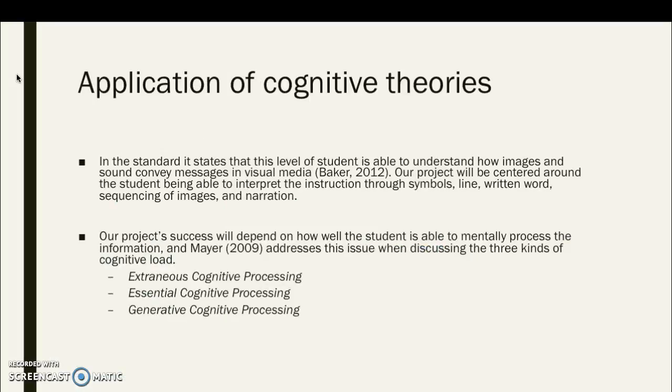In the standard, it states that this level of student is able to understand how images and sound convey messages in visual media. Our project will be centered around the student being able to interpret the instruction through symbols, line, written word, sequencing of images, and narration. Our project's success will depend on how well the student is able to mentally process the information and address this issue when discussing the three kinds of cognitive load: extraneous cognitive processing, essential cognitive processing, and generative cognitive processing.